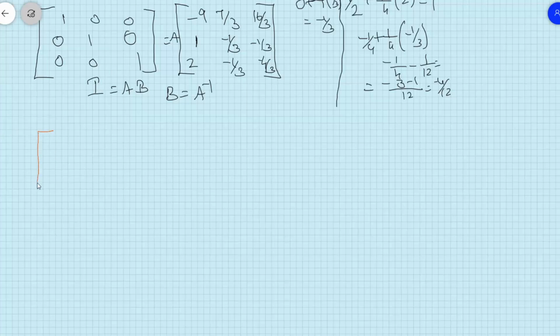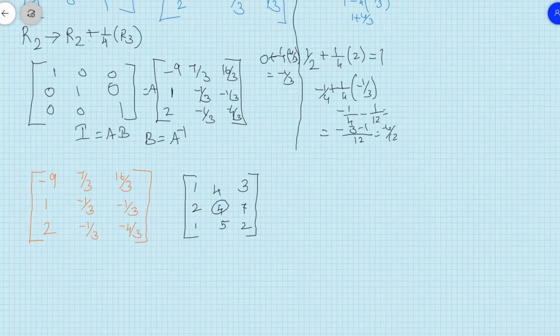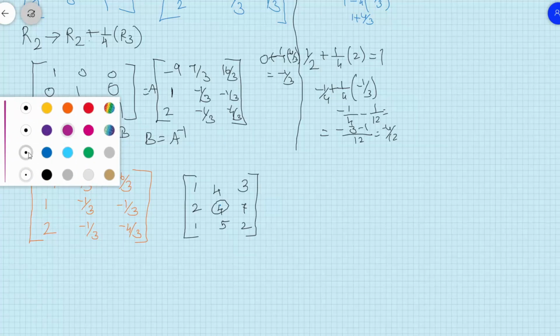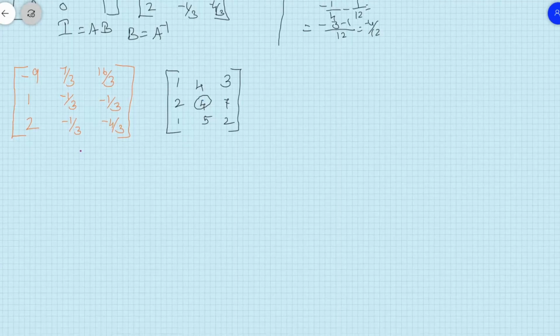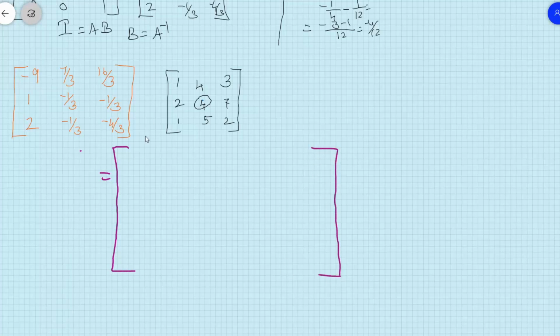So my A inverse is, to multiply. We already know that in matrix multiplication it should be rows into columns and the corresponding elements should be multiplied. So to do that, first row into first column will be my first element. So that matrix is equal to minus 9 into 1, that will be minus 9, plus 7 into 2, that is plus 14 by 3, plus 16 by 3.